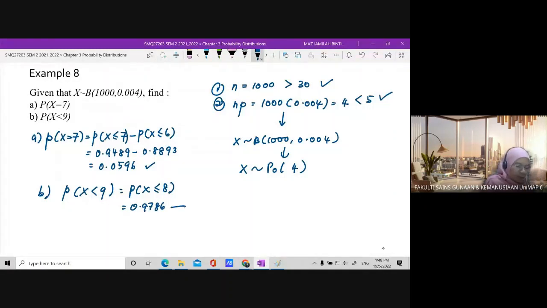So it is highly likely that fewer than 9 successes occur for this particular experiment. Highly likely. And it is very unlikely that exactly 7 successes occur for this particular experiment. Okay, any questions so far, class?